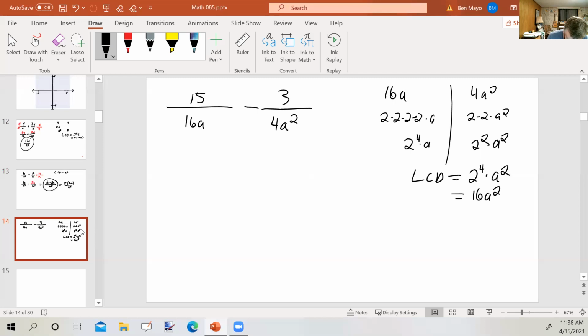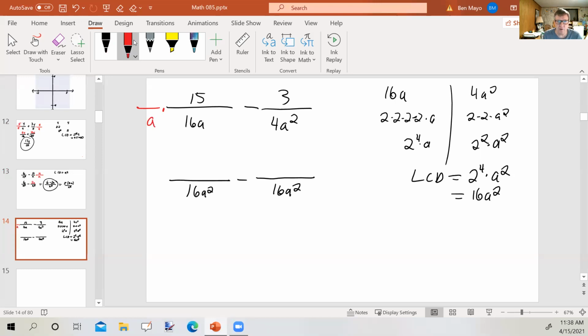So back to my original subtraction problem, my new denominators are 16a squared and 16a squared. The first fraction, the original denominator is 16a. I need to get to 16a squared. So I'll multiply the denominator by a to give me 16a squared. But that also means I need to multiply the numerator by the same number, that is a, or the same variable. So my new numerator becomes 15a. So 15 over 16a becomes 15a over 16a squared.